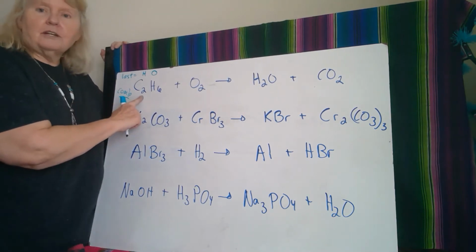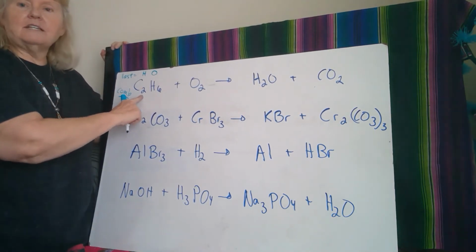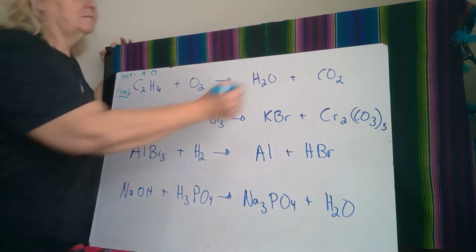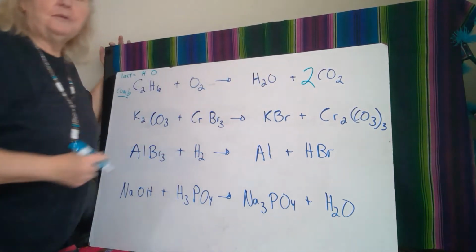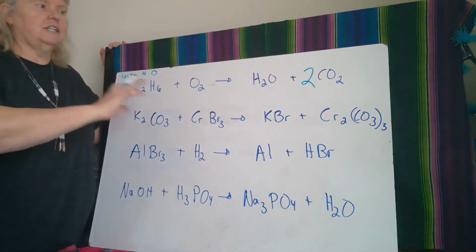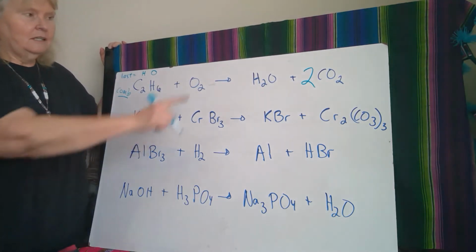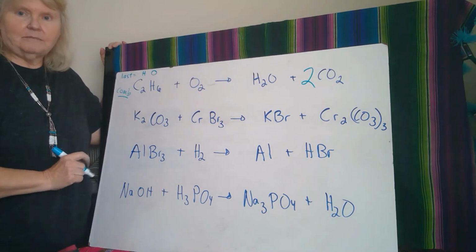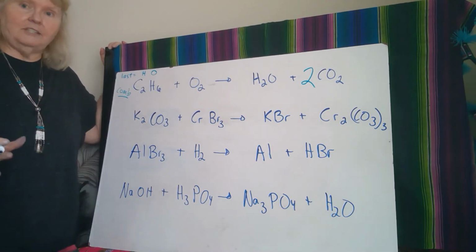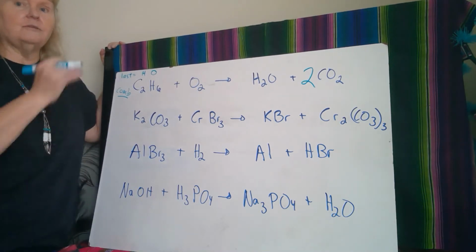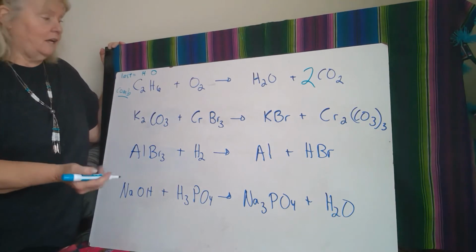All right, so let's do the carbons. I have 2 carbons on this side. I need 2 on the other side. So I'm going to put a big coefficient. I don't change anything that I've written down here, I just want to look at coefficients. So now I've got 2 carbons. Now there's only H and O left. So let's do H first and O at the very last.